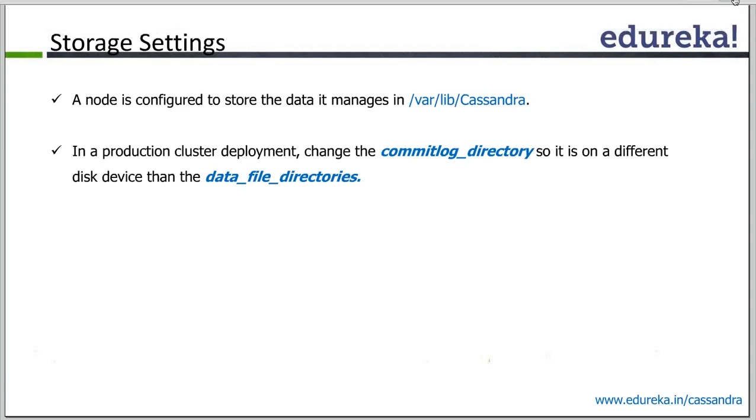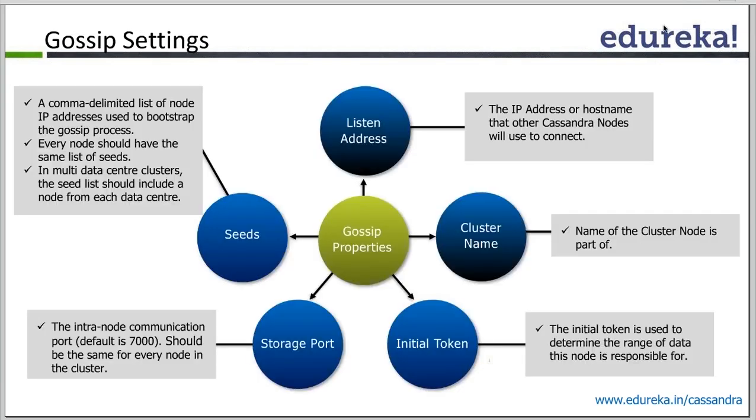Now when it comes to gossip settings, gossip we all know, right? One is the listen address, the IP address of the particular node which the other Cassandra nodes will use to connect and communicate. The other one is the cluster name. The cluster name signifies the bigger entity of which this node is part. It's a mechanism of grouping a set of nodes into one single cluster. All nodes which belong to one single cluster have the same cluster name.